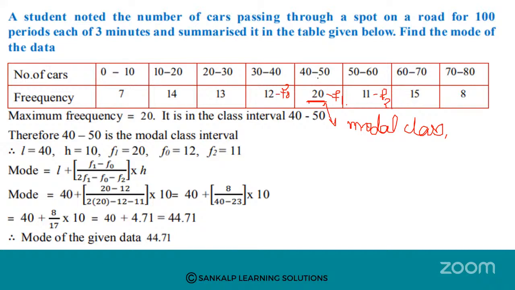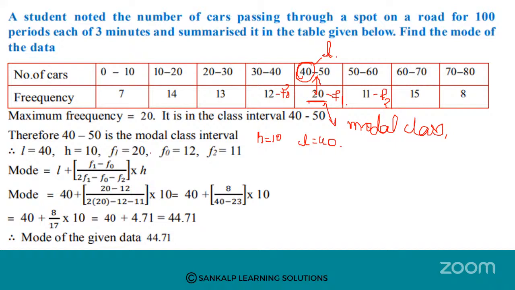Next, the class interval of the model class. The lower limit of the model class is 40, so this is the L value. Now, what is the class size here? 30 minus 20 is 10, 20 minus 10 is 10, 50 minus 40 is also 10. So H is 10, L is 40, F1 is 20, F0 is 12 and F2 is 11.